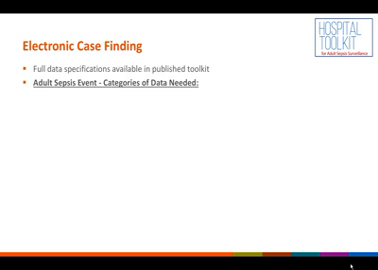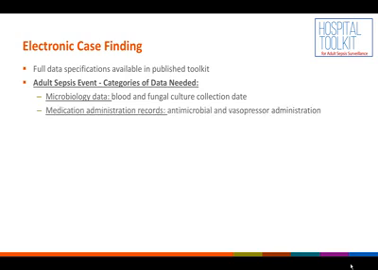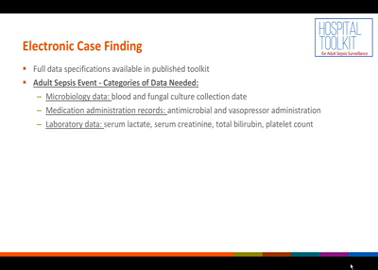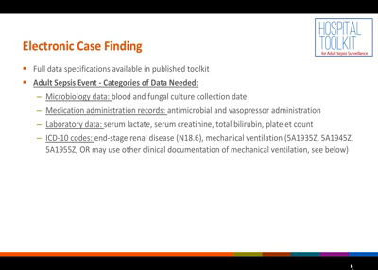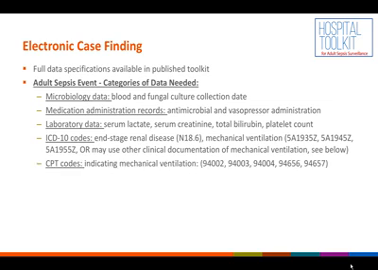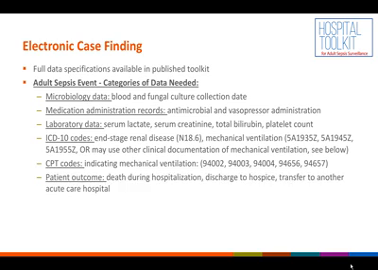For electronic case finding, the full data specs are available in the published toolkit, but for the adult sepsis event, you will need access to the following data categories: microbiology data, medication and administrative records, laboratory data, ICD codes to help identify end-stage renal disease or mechanical ventilation, CPT codes can also be used to identify mechanical ventilation, patient outcomes, including death during hospitalization.